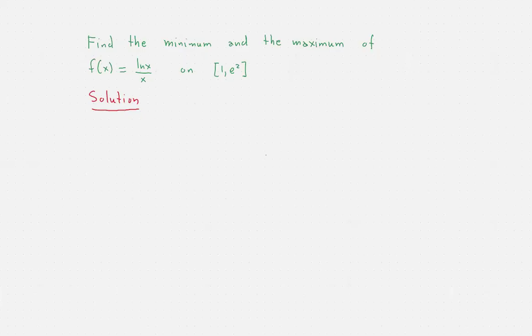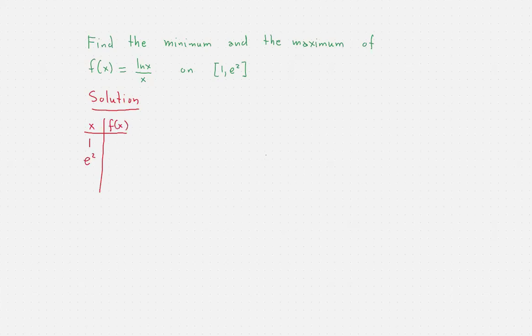Okay, so we would like to find the minimum and the maximum of the function ln of x over x on the interval from 1 to e squared. Let's see what we have here. So it's an optimization over a closed interval, which means that there are two types of candidates. The endpoints of the interval, which are 1 and e squared, and the critical points in the interior of the interval.